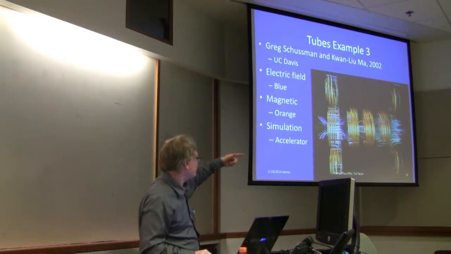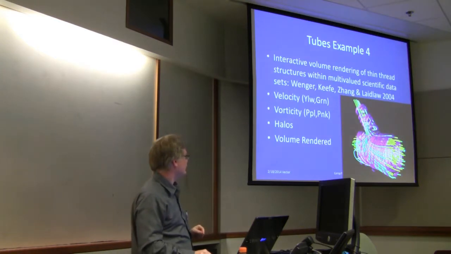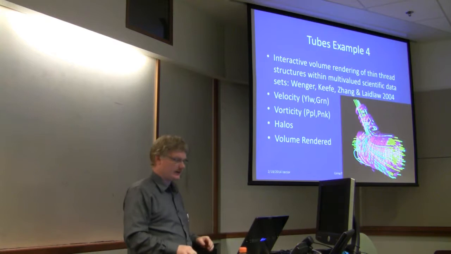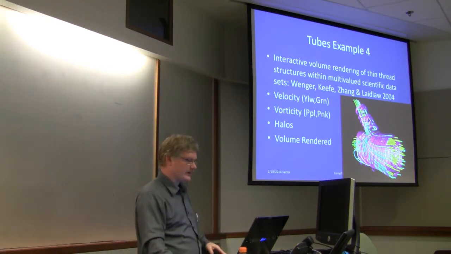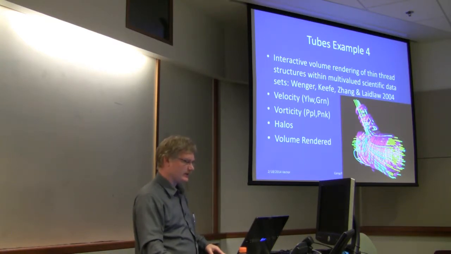And so here we've got basically one color for the tube for the magnetic field, one color for the electric field. So this is a volume rendering of thin threaded structures within multi-valued scientific data sets. Here the velocity is yellow and green, the vorticity is purple and pink, and there are halos. So what does that mean?